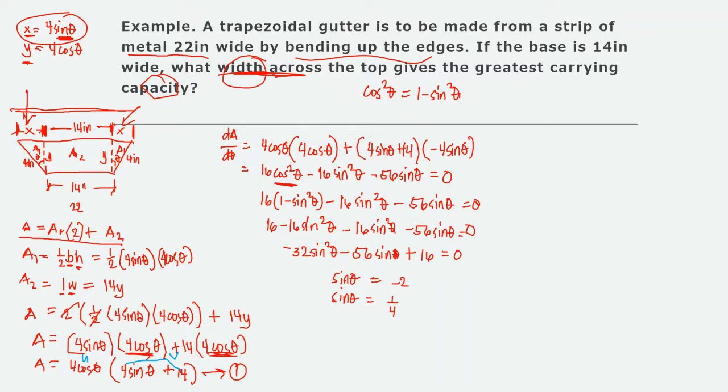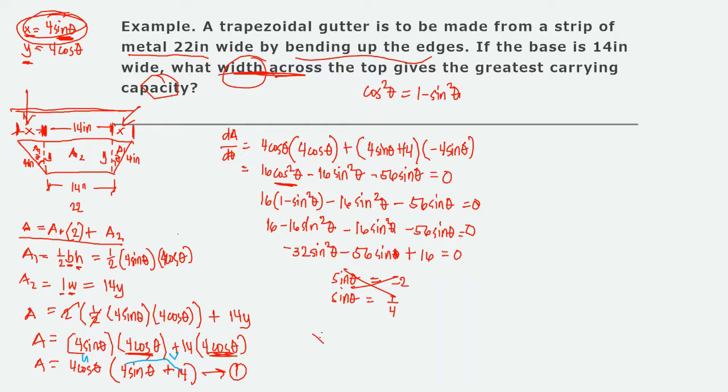So there is no such term as a negative angle or negative sign. Meaning to say, we will not use the -2. That being said, our sine theta is equivalent to 1/4. After we got the value for the sine theta, we can now substitute that into the equation of x so that we can find the width of the top of our trapezoidal gutter.